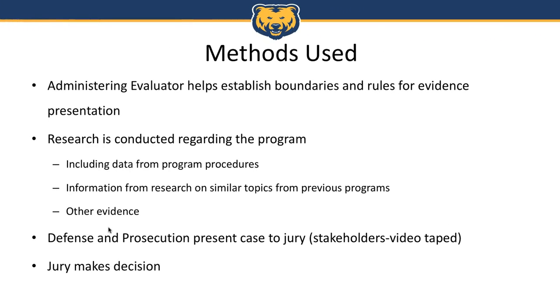So, the methods used. The administering evaluator helps establish the boundaries and rules for presenting the evidence for both the prosecuting and defending evaluators. Then the different evaluators go off and do their research regarding the program, including the exact data from the program procedures and the information from research on similar topics from previous programs or other programs, and any other qualitative or quantitative data that they may obtain that will help defend their position. And then the defense and the prosecution present the case to a jury. Like previously mentioned, this is in front of stakeholders, because they're the ones who have to make the decision on whether the program was a success or a failure or needs modification. Again, this is videotaped, helping future researchers, and then the jury makes a decision.